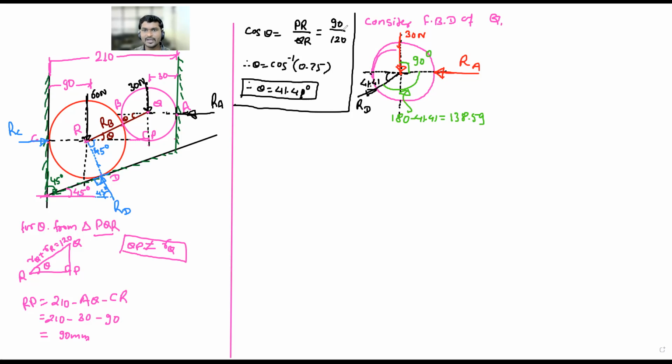Then the remaining one is the angle between 30 and this RD. So this angle I want to know about. 131.41. How come? 90 plus 41.41, that is equal to 131.41. Great.